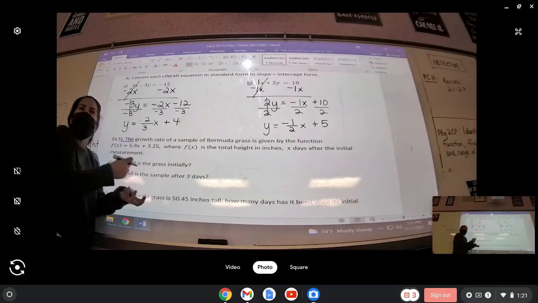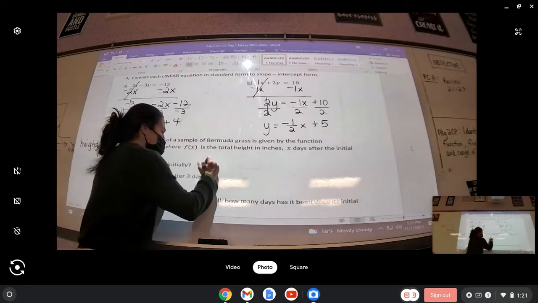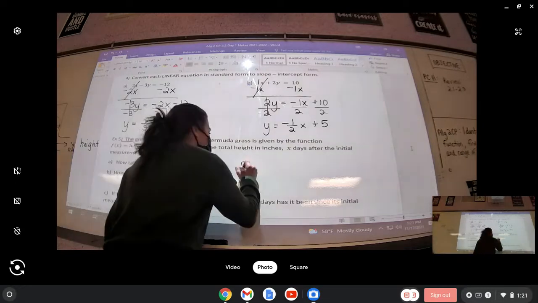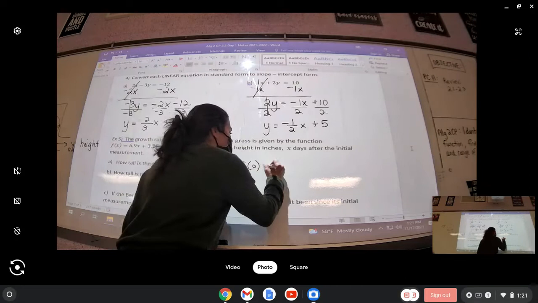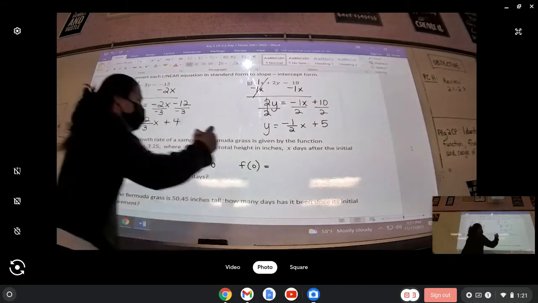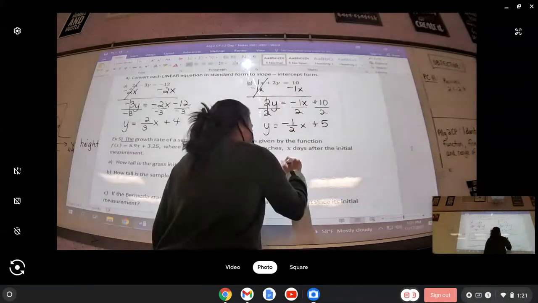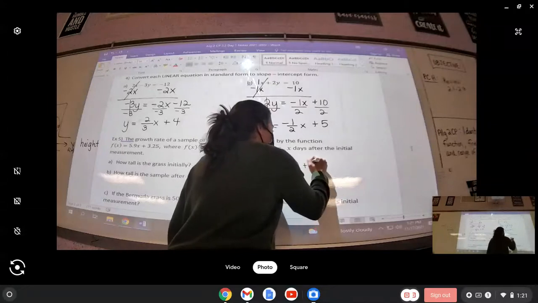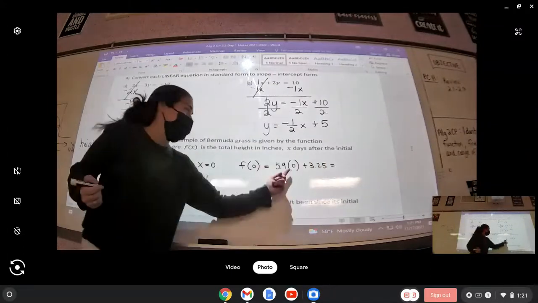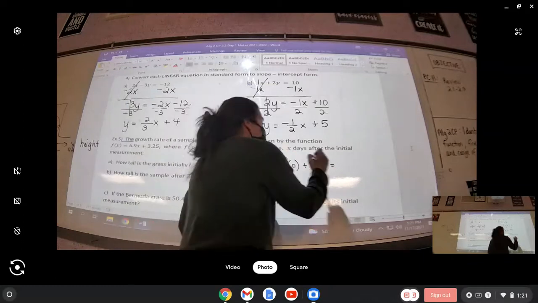So that means initially nothing has passed yet. No days have gone by. So initially, let the number of days be 0, let x be 0, which means plug 0 in. So find f of 0 to find the initial height of this grass. So the initial height will be, well, what's 5.9 times 0, and then plus 3.25. Right, that's 0. What's 0 plus 3.25?